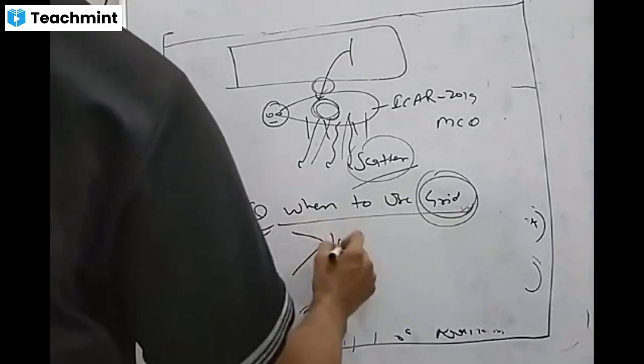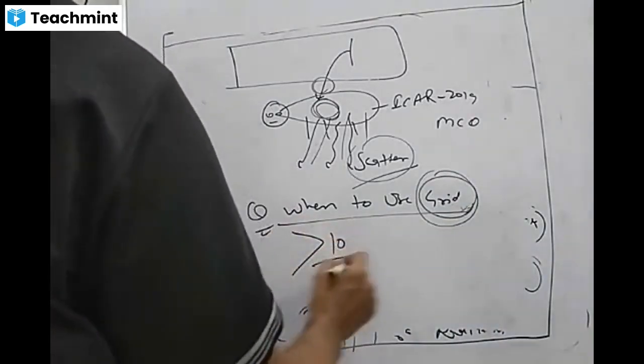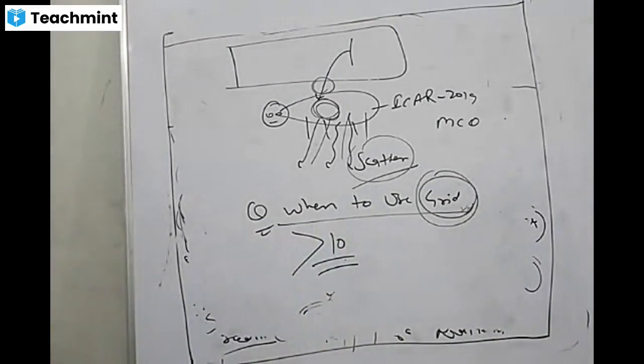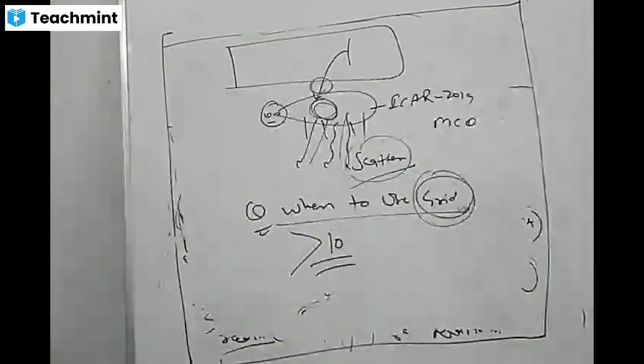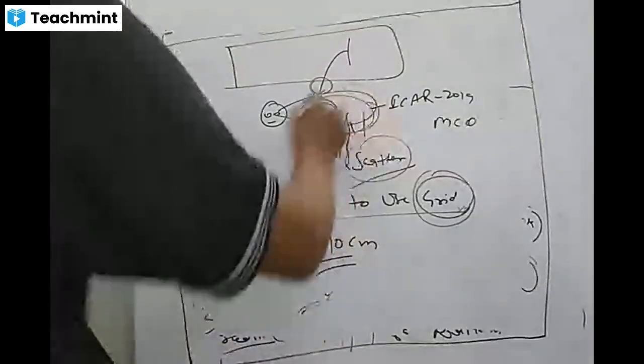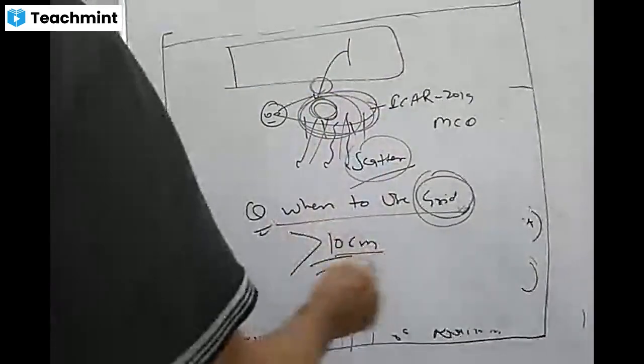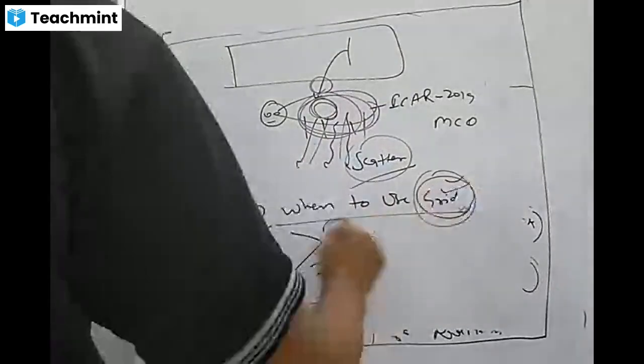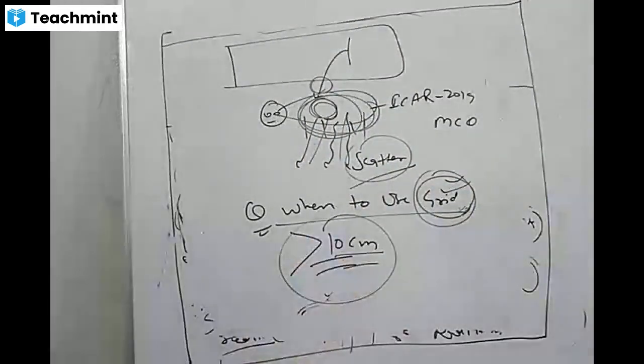When the thickness of your patient is more than 10 centimeter. When it is more than 10 centimeter, we use grid. When the thickness of the part to expose is more than 10 centimeter, we'll use grid. So this was the MCQ.